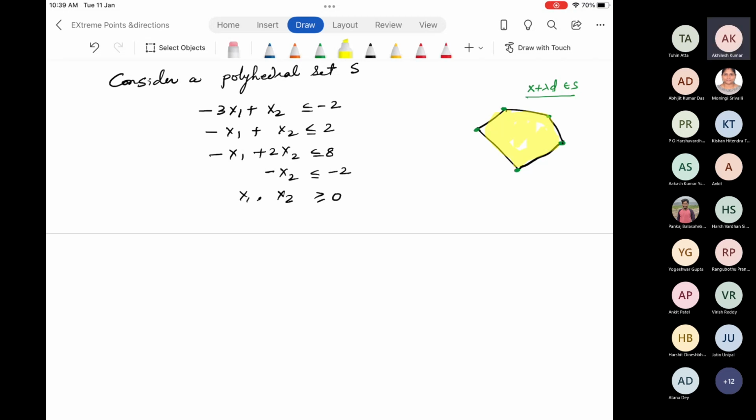And that is why the extreme direction is important. When it is a bounded set, I can represent every point in the convex set with the extreme points. But if it is unbounded, I cannot do that, and that's why we need extreme directions.